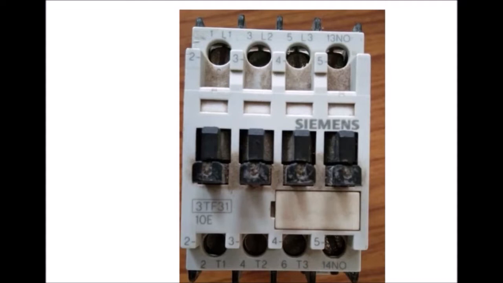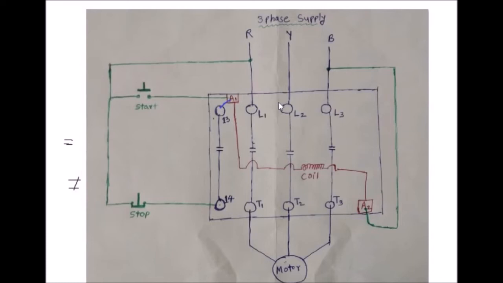Now we will see the schematic diagram for the contactor and its latching circuit. See, this is a contactor. These are the L1, L2, L3 terminals, T1, T2, T3 terminals. We have given a three-phase supply R, Y, B to these L1, L2, L3 terminals, and the T1, T2, T3 terminals are connected to the stator terminals of the motor, and these are the 13 and 14 NO contacts. These all contacts are normally open.